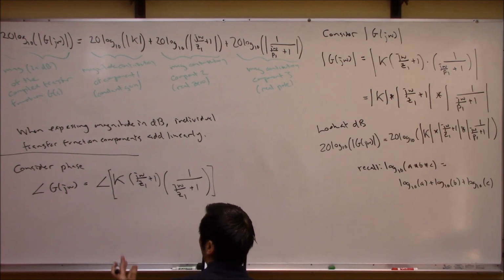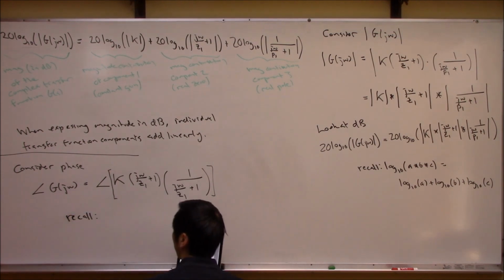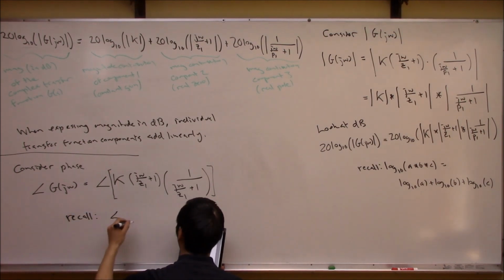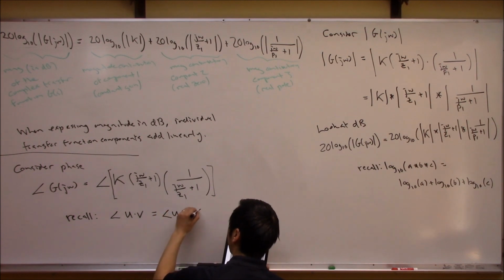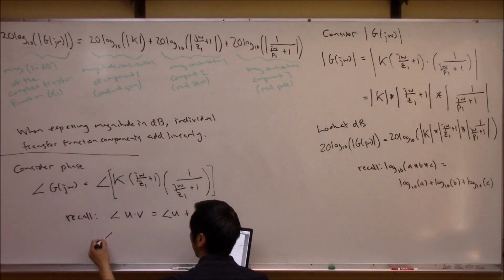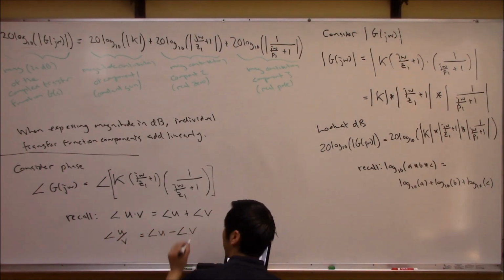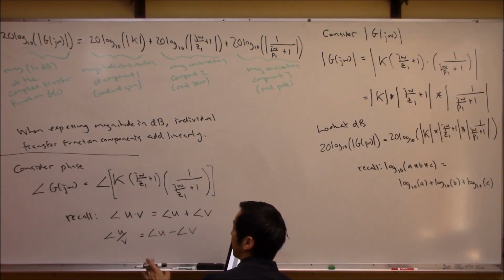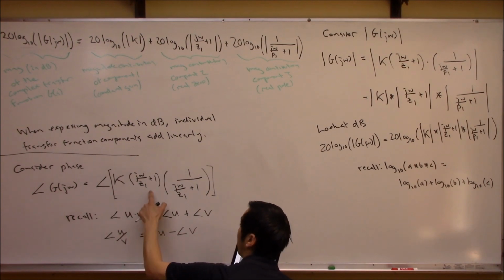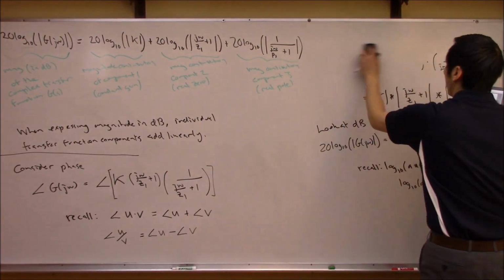Now, here's the other thing that we want to remember. If you recall, with complex numbers, if you had an angle of a complex number u times another complex number v, wasn't this just angle of u plus angle of v? Similarly, the angle of u over v was angle of u minus angle of v, for complex numbers. So if you apply that here, we come up with a very similar idea. This is just component times component times component, and apparently they just linearly add. So let's go ahead and write that up here.